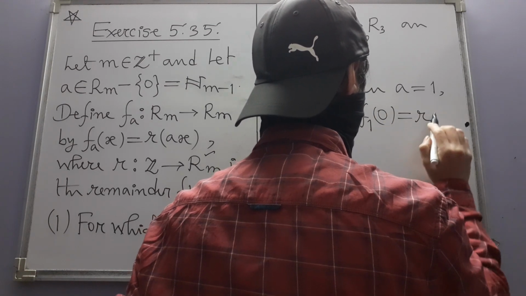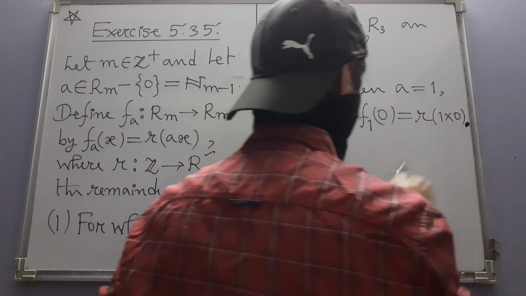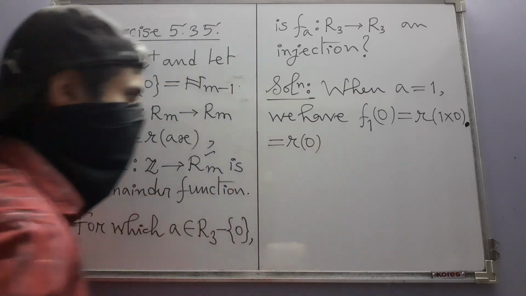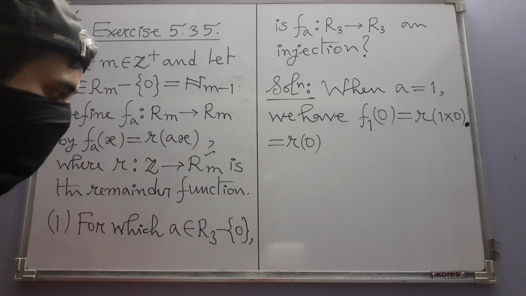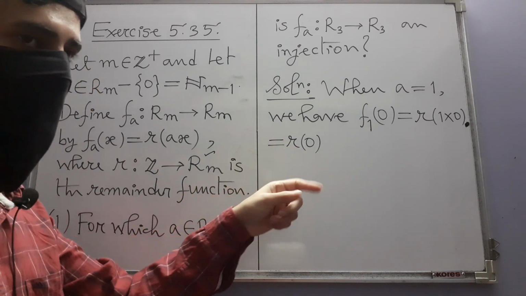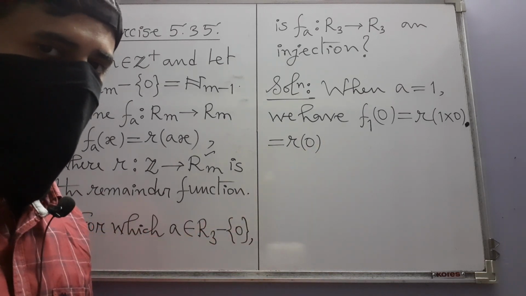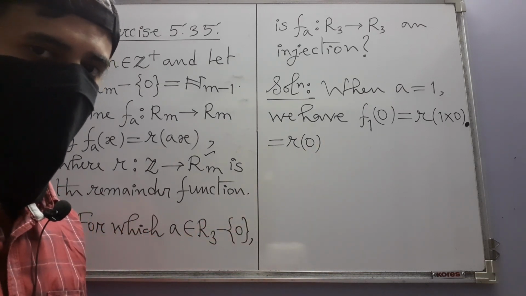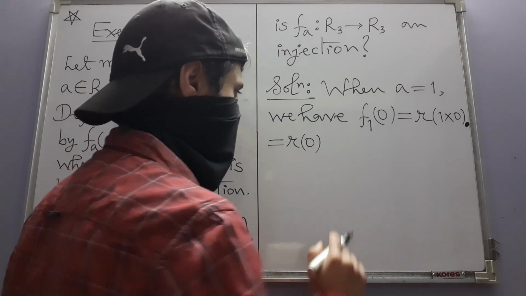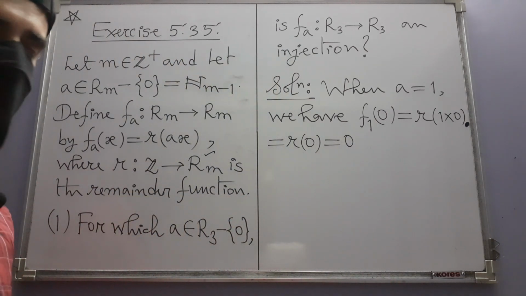So this will be the remainder value of 1 times 0. That means the remainder of 0. Now what is our m here? M here is 3. This means that this is the remainder you would obtain if you divide 0 by 3. Since 0 itself is non-negative and less than 3, 0 itself is the remainder. When you divide 0 by 3, the remainder you get is 0. So f1 of 0 is 0.